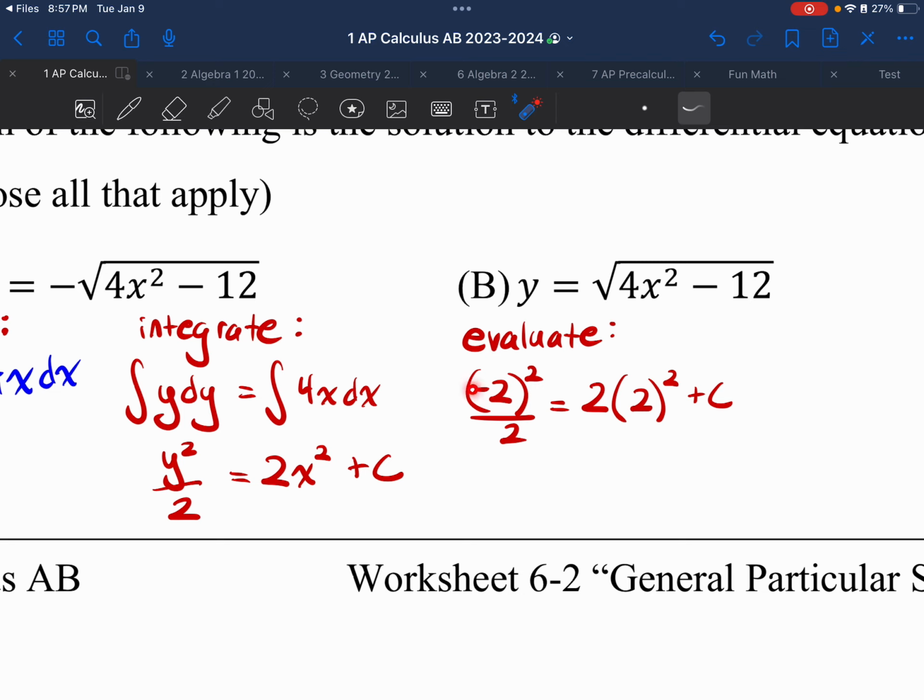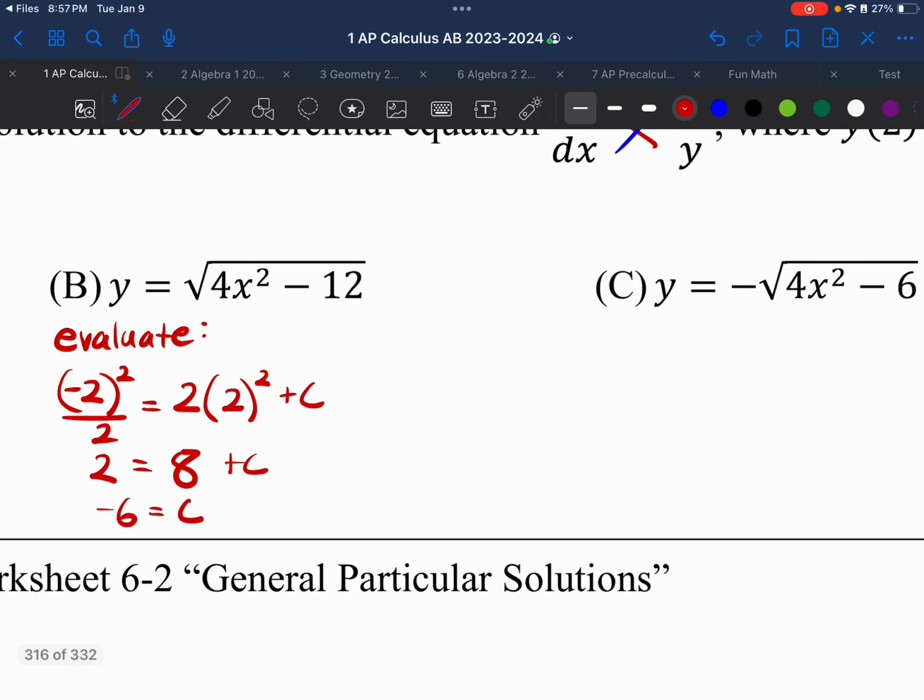All right, very quickly, negative 2 squared is 4, and 4 divided by that 2 is 2, so I'm going to have a 2 on this side. On the right side, I'm going to have 2 to the power of 2 is just 4, and 4 times 2 is 8, so I'm going to have an 8 here, and don't forget your plus c. If I subtract 8 on both sides, c is equal to negative 6. All right, finally, it is time to do our isolate.